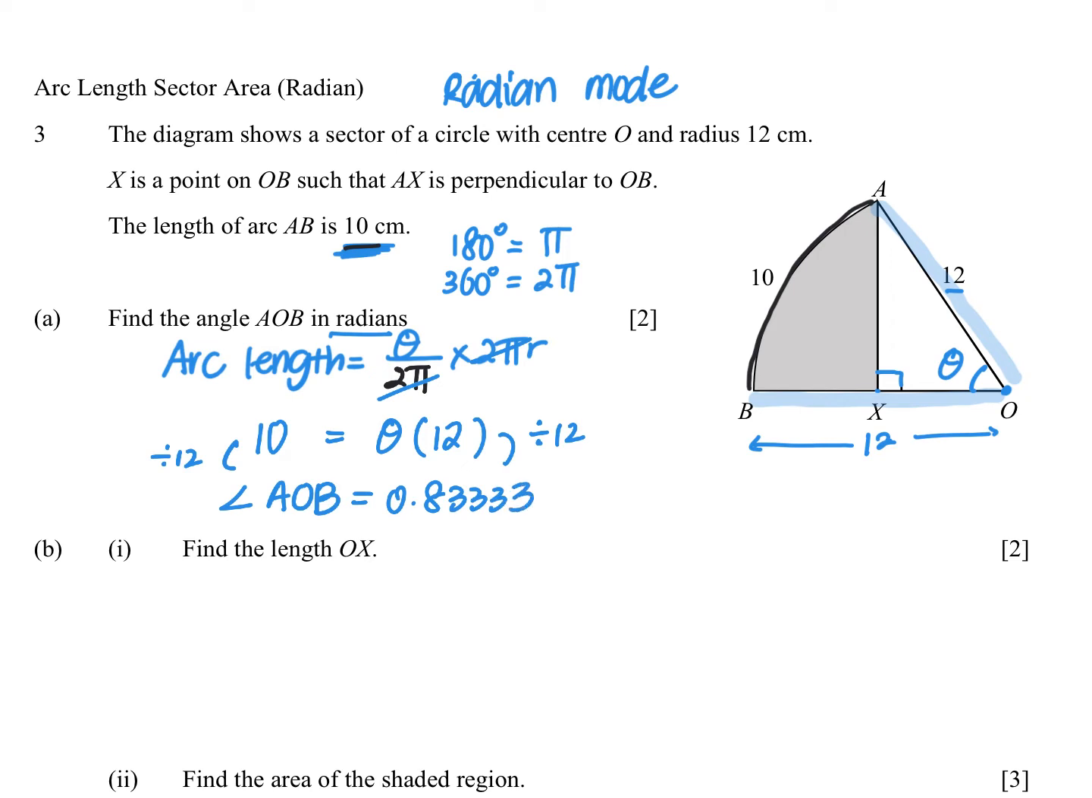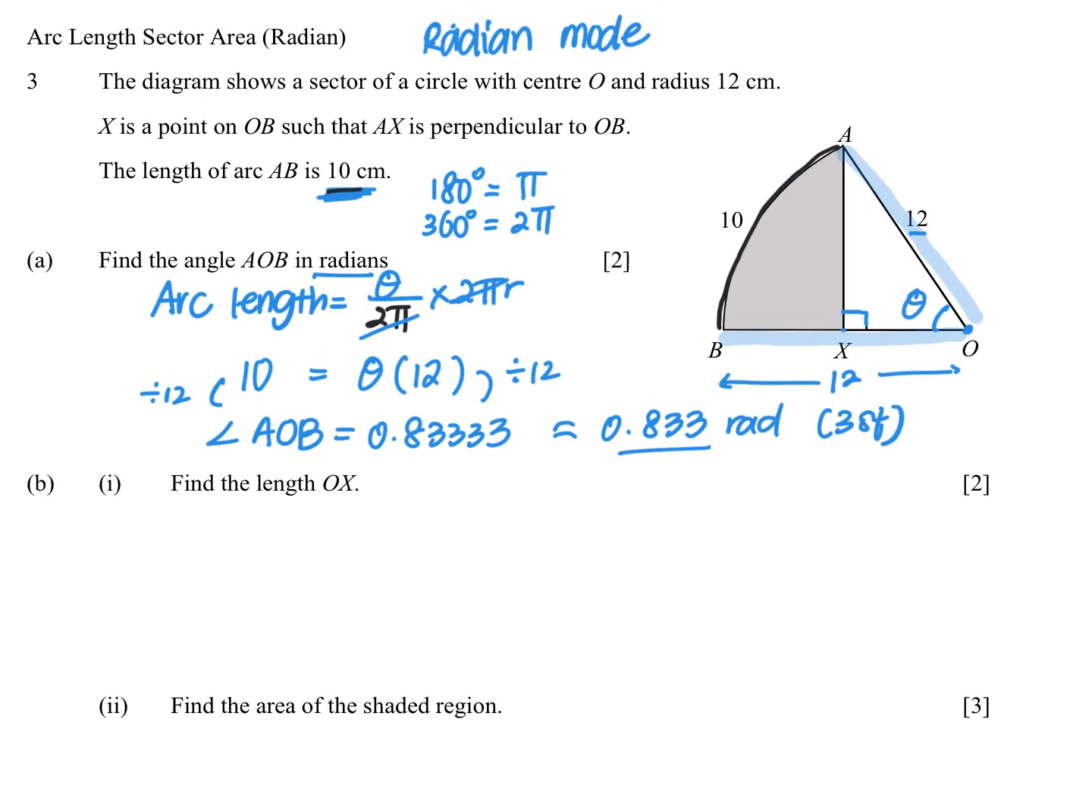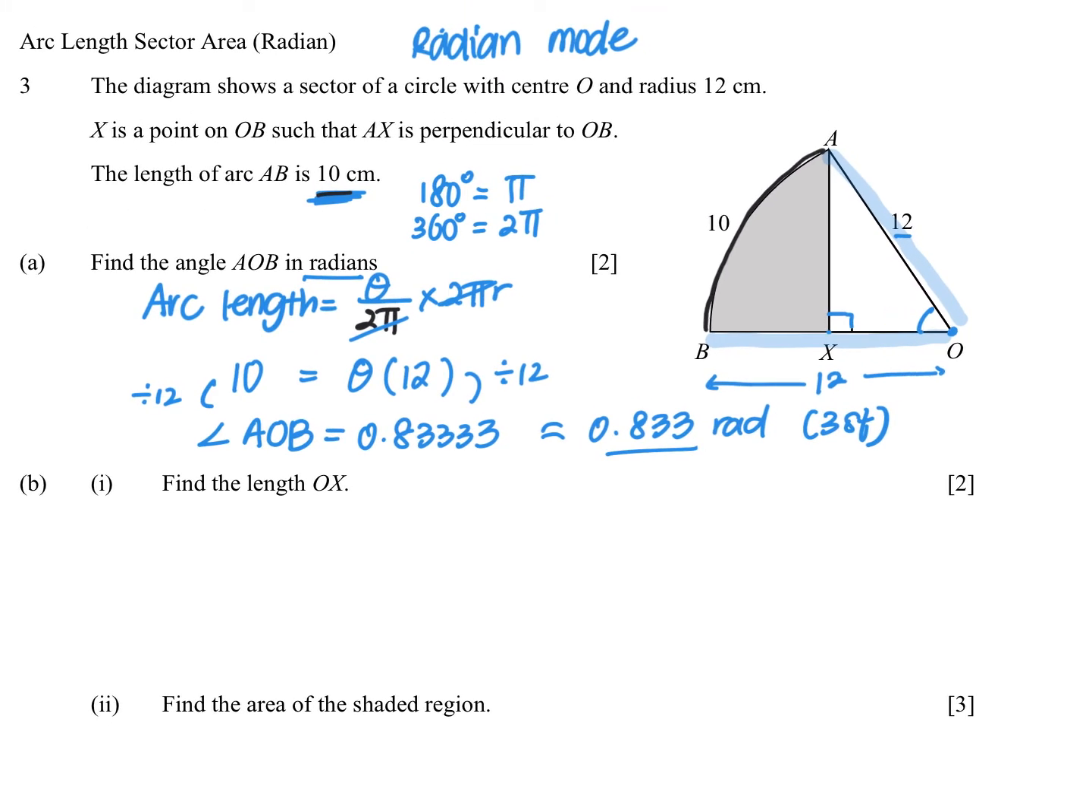0.83333 onwards. Working in 5 SF, an angle in radians is most of the time in decimals, unless you want to keep it exact, then it will be 5 over 6. If not, you can leave it as this answer, and we round it off to 3 sig figs. RAD is the unit. So the angle is 0.833 rad, 3 SF. Now I know this is my angle. Let me update my diagram with the information needed.